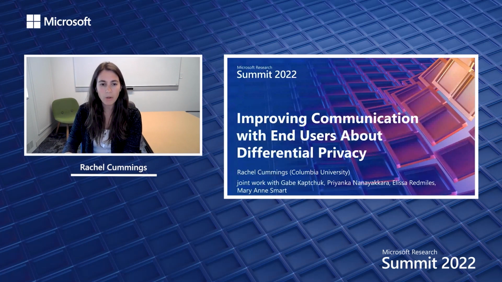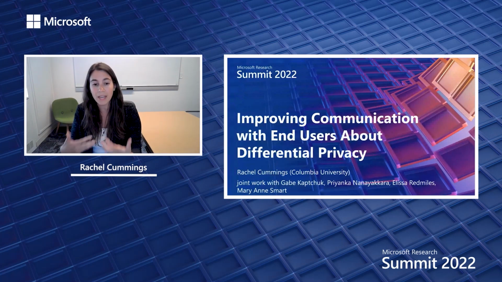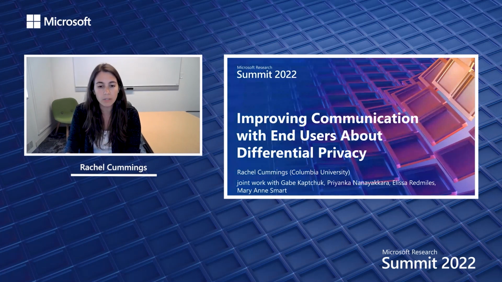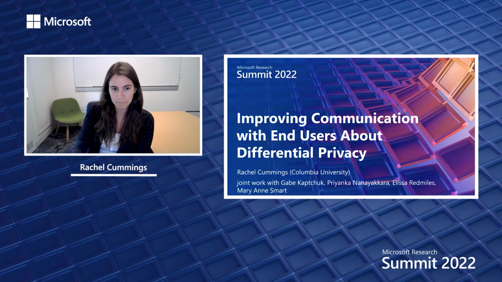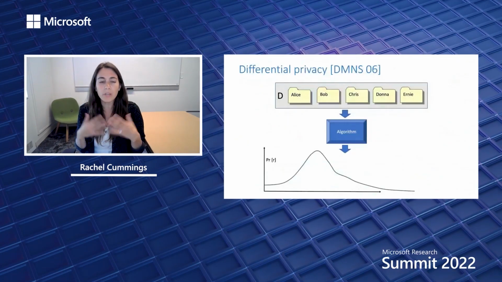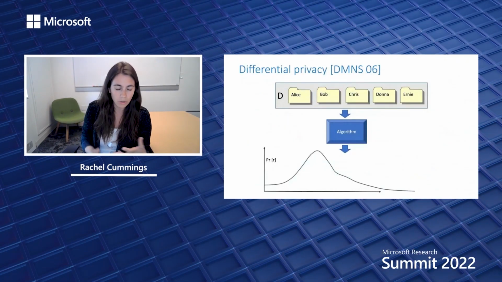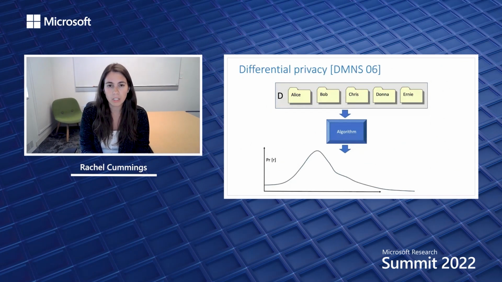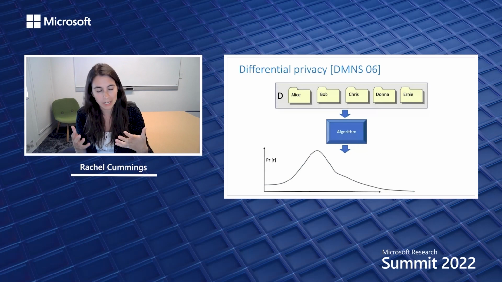We'll be talking about how to improve communication with end users about a relatively new privacy technology known as differential privacy. And I'll first give you a brief overview of this tool. It was introduced back in 2006 by Dwork, McSherry, Nissim, and Smith, and in pictures it looks like this.